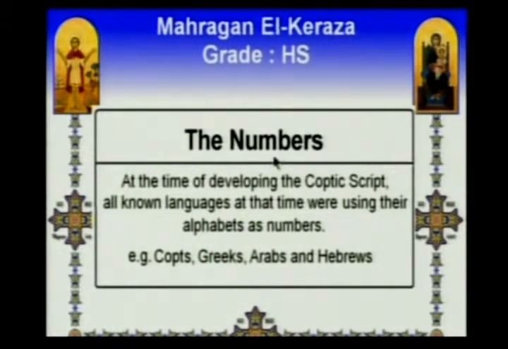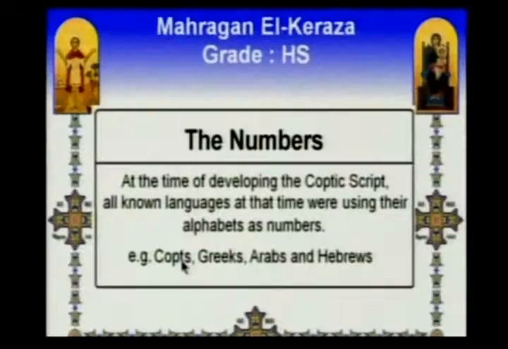The numbers have a long story, but to make it short: at the time of the Coptic, in other words the 1st, 2nd, 3rd, 4th century and so on, all languages were using their alphabet as numbers. The Copts use alpha, beta, gamma, delta, and so on as numbers. The Greeks use it this way. The Arabs also have their alphabet as numbers, and the Hebrews.